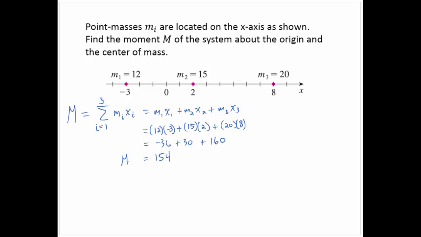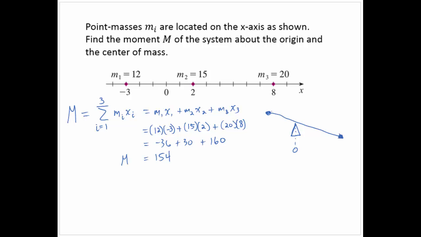What that means is, if I were to place the fulcrum at the origin, since the moment is positive, the number line would in a sense tilt to the positive side. There's too much weight on the positive side of the origin, and so it would tilt to that side. It would not balance. We want to find the center of mass.